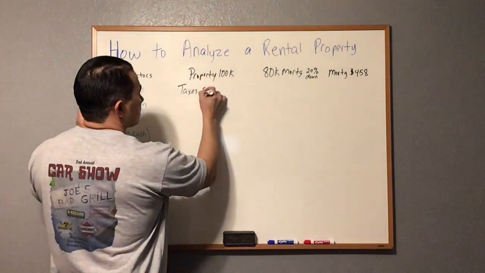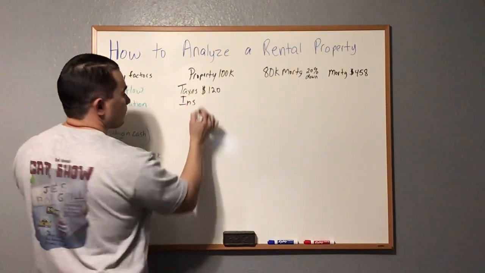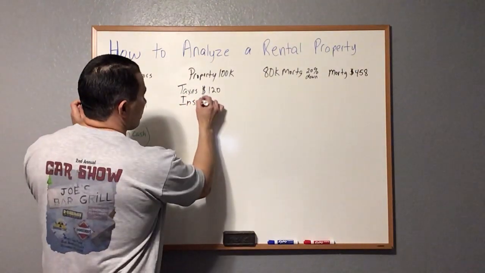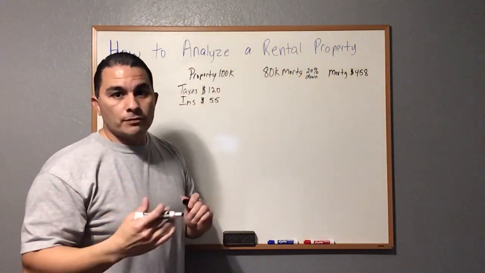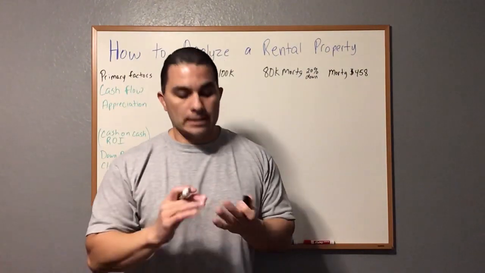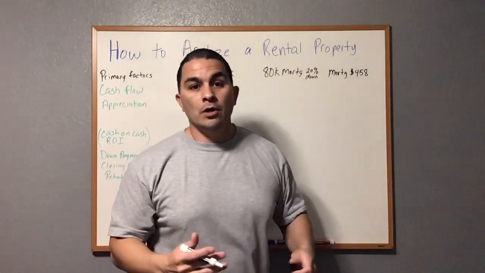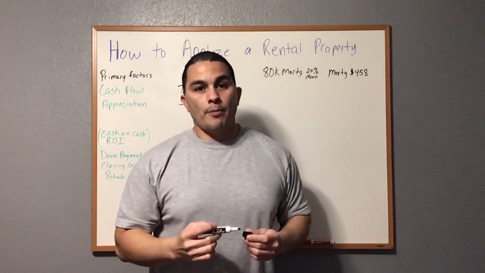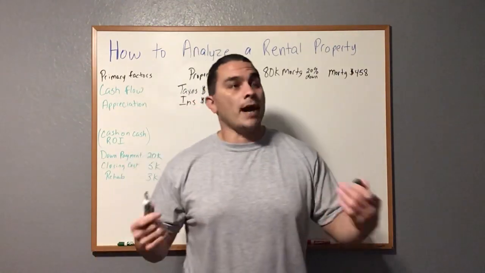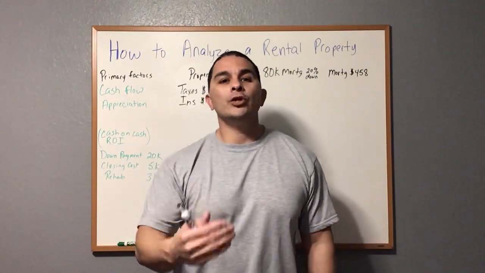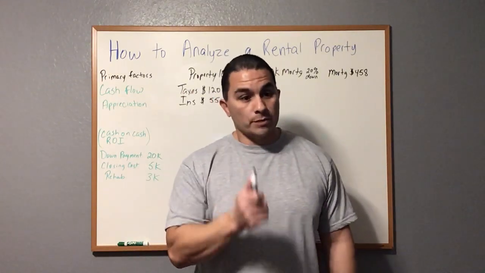So here, taxes is $120. We're going to put your insurance. Your insurance is going to be $55. And again, I have to make sure that you understand, taxes and insurance are going to be different in every place. So don't get upset if this doesn't work out for you. Continue analyzing properties until you find one that works for you. Okay? I didn't stop and say, oh, mine didn't work, so I'm going to quit. Continue working at it until you find the one that works for you. You're going to see that this one does make money.